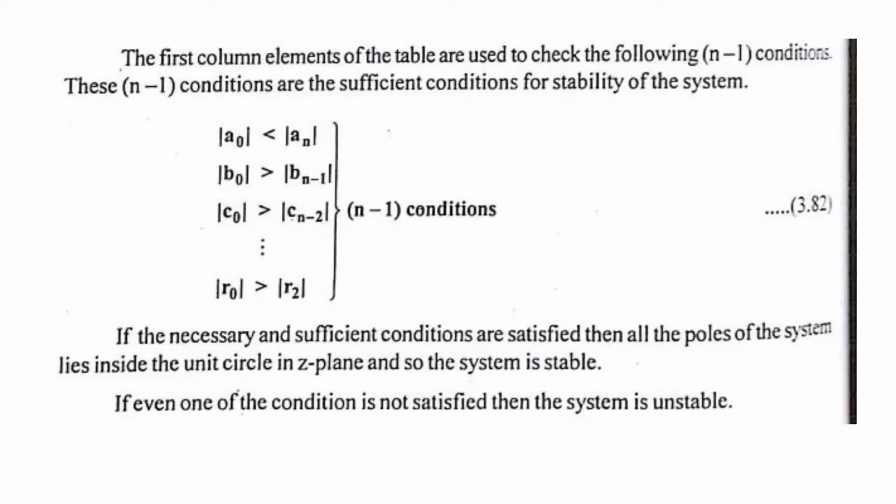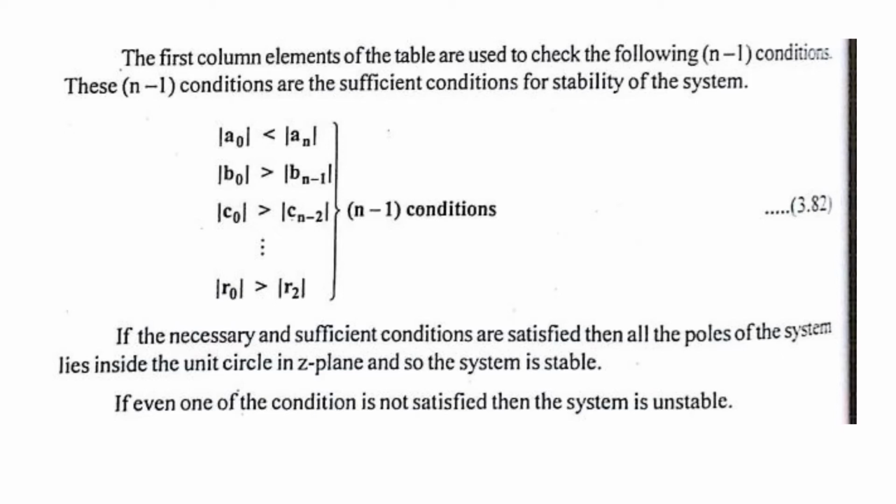After forming the table, you must check these conditions. You will have n minus 1 conditions, where n is the highest power of your characteristic polynomial. If it is 3, 3 minus 1, you will have two conditions. Okay, so the first condition is A naught is less than An. So A naught and An are from the table; you can get these values from it. Similarly, here you have to consider only the magnitude part. If you have signs, you have to neglect the signs and consider only the values, or the magnitude part alone.